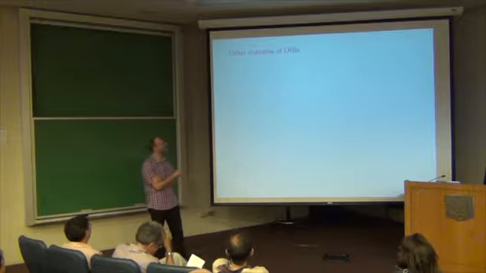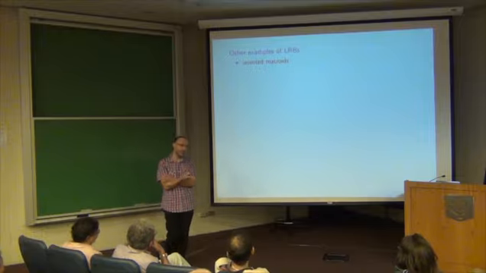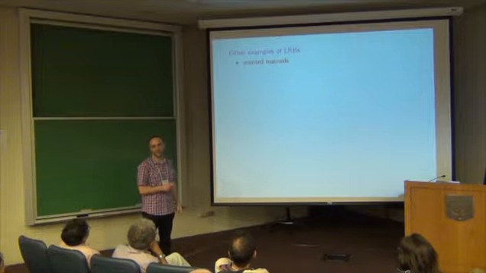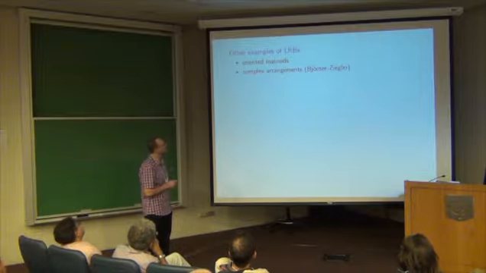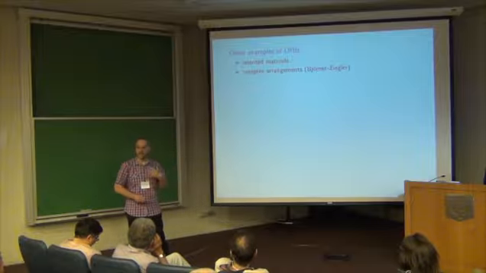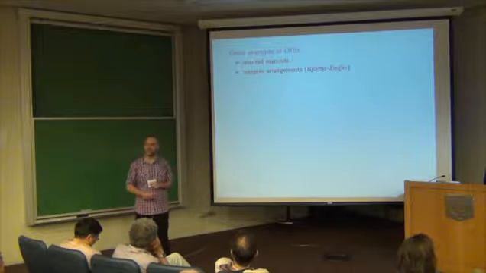Other examples of left regular bands. As I alluded to before, the covectors of an oriented matroid possess a left regular band structure. For complex hyperplane arrangements, there's a notion of faces in this world too, and this also admits a left regular band structure.